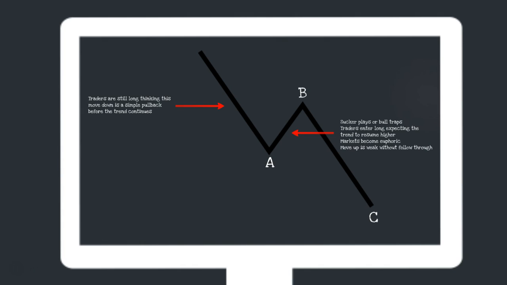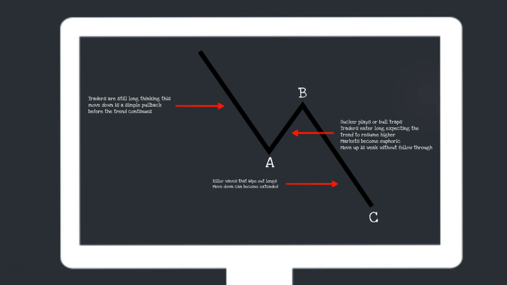Wave B is known as a sucker play or bull trap. Traders will look to get long in a rising market after the A move down, but they will fail to recognise that the correction is not over yet. The market becomes euphoric with traders expecting a trend continuation. However, the move up is weak without the follow through.